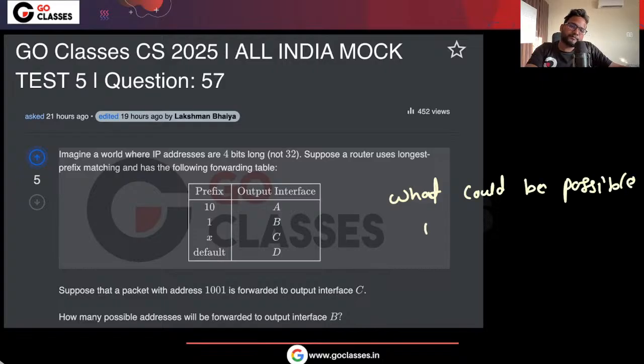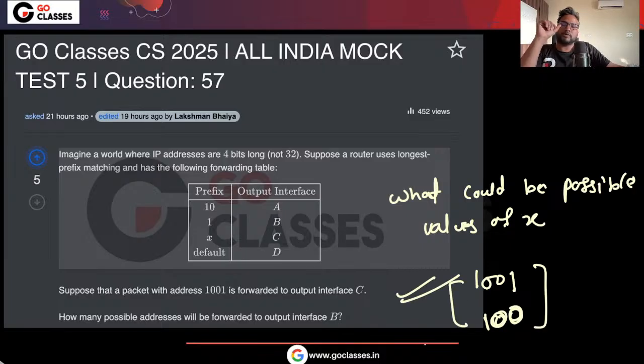Possible values of X. If you are sending 1001 to C, it means the X could be 1001 itself, or it could be 100 also, right? I mean, these are the 2 possible values of X. Okay.